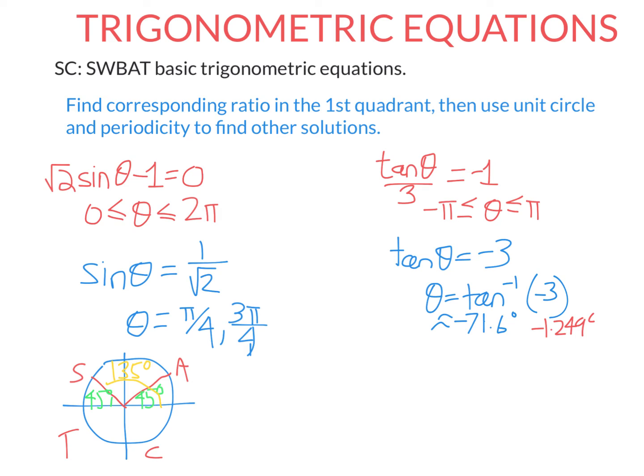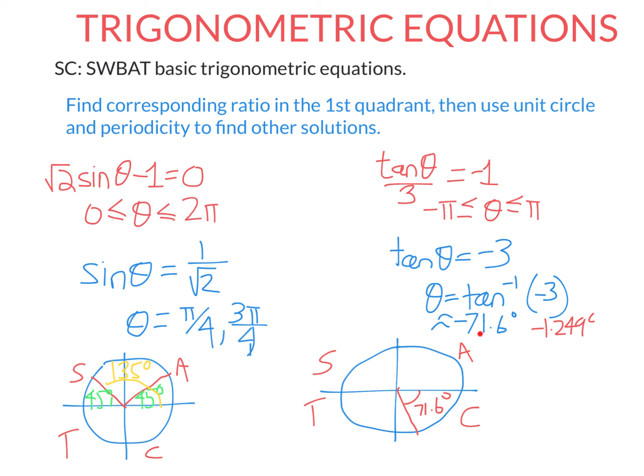So how do we find another? Well, we're going to use our knowledge of the unit circle. So what does it mean, negative 71.6 degrees? How can you have a negative angle? Well, remember for the unit circle, we normally go this way. So we start at 0, 90, 180, 270. Well, the negative just means it goes the opposite direction. So negative 71.6 degrees is just 71.6 degrees going the opposite way, in a clockwise direction.